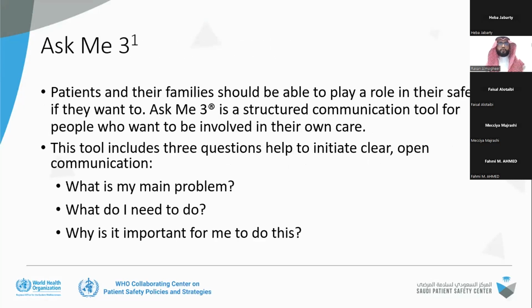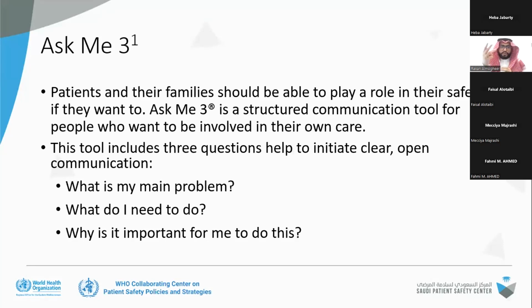The last tool is the Ask Me 3 tool. This is also used for the patients, especially for low health literacy patients. It is a structured communication tool to involve the patients in their own care.